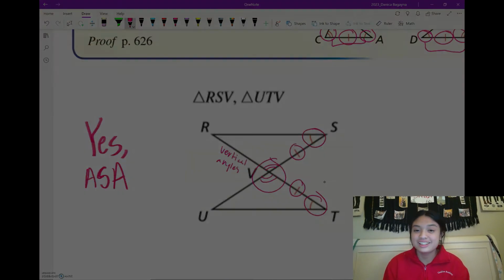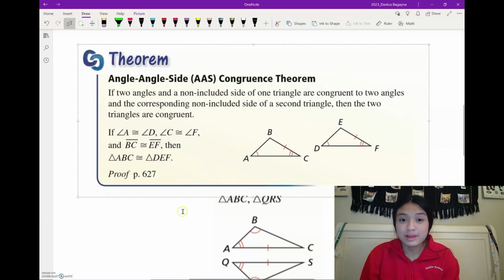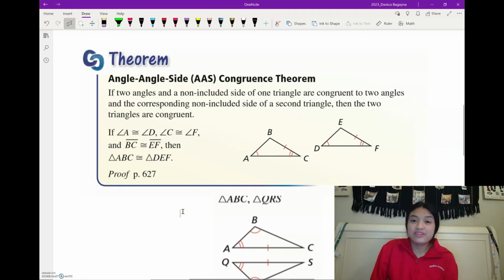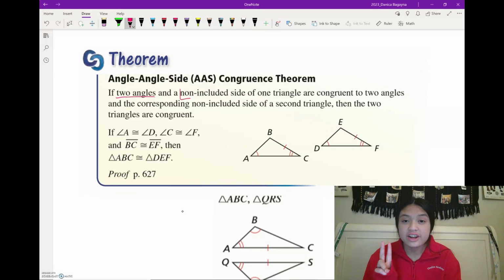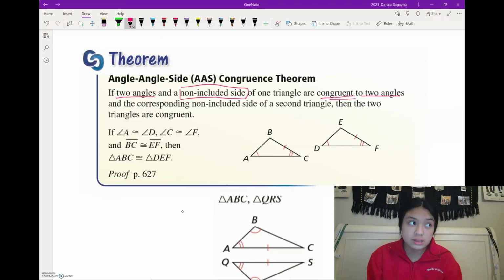Come on, only two more theorems to go. You can do this. Okay, so this next theorem is the angle-angle-side or AAS theorem, and it states that if two angles and a non-included side of one triangle are congruent to two angles and the corresponding non-included side of the second triangle, then the two triangles are congruent.